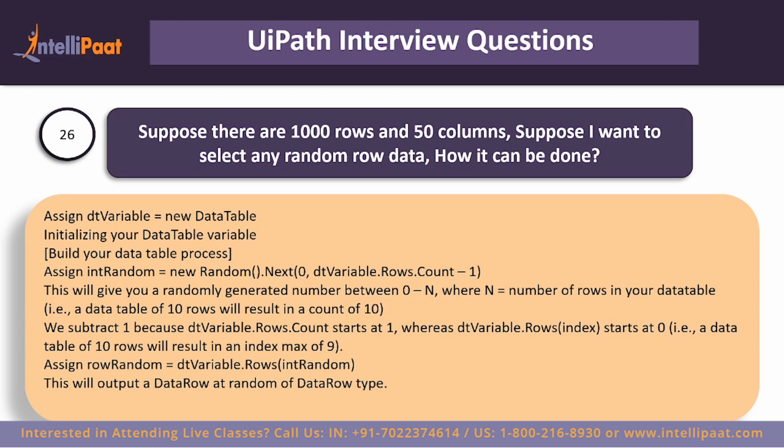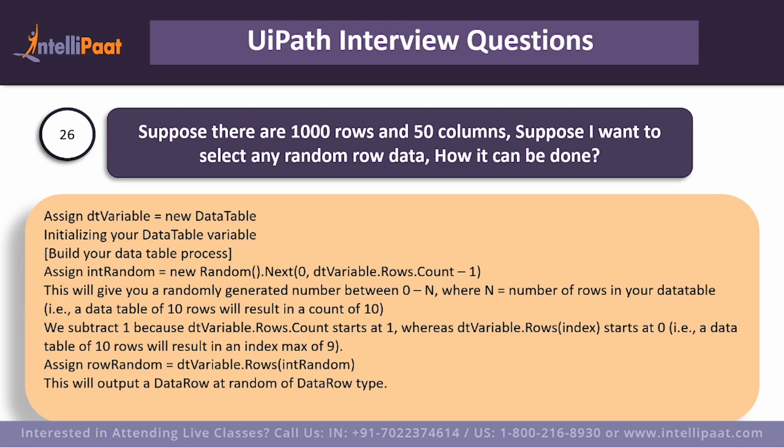So when you are going to reference a particular number, let's say if I wanted to get the fifth column, according to my coding it would be the fourth, because it starts counting from 0, 1, 2, 3, 4, whereas in Excel it starts from 1, 2, 3, 4, right? So that's why DT variable Rows Count minus 1. Now this will give you a randomly generated number between 0 and n, where n is the number of rows in your data table. We subtract one because of the reason I've mentioned before.